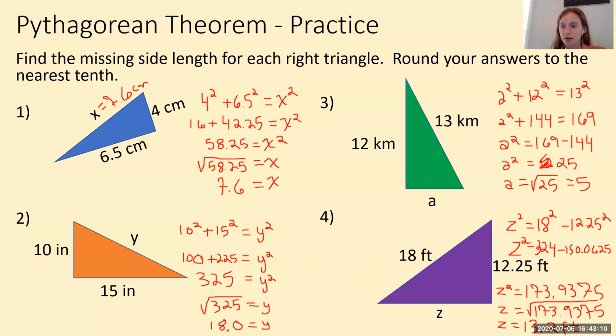So, in general, when you're using your a squared plus b squared equals c squared formula, if you're solving for the hypotenuse, you're going to be squaring the numbers and then adding and then taking the square root. If you're solving for one of the legs, you're going to be squaring the numbers and then subtracting and then taking the square root.